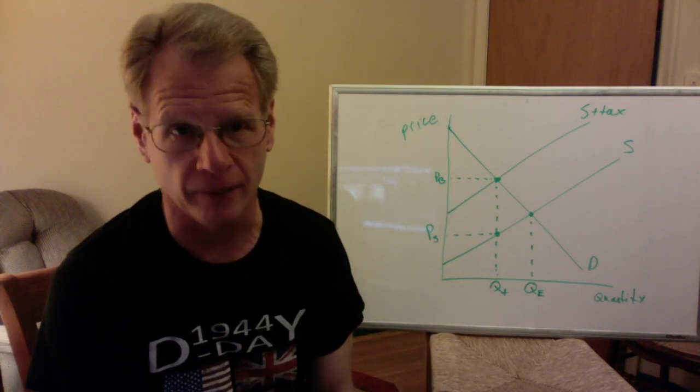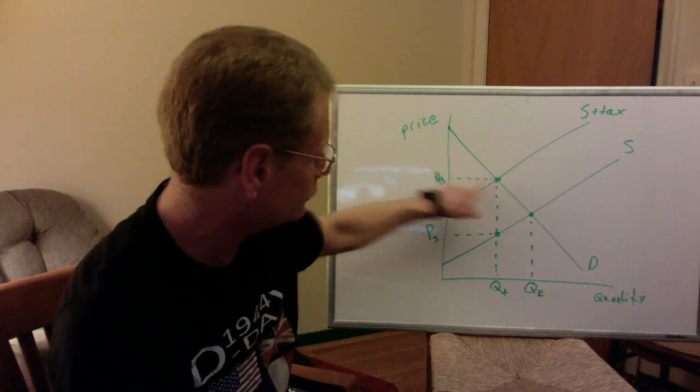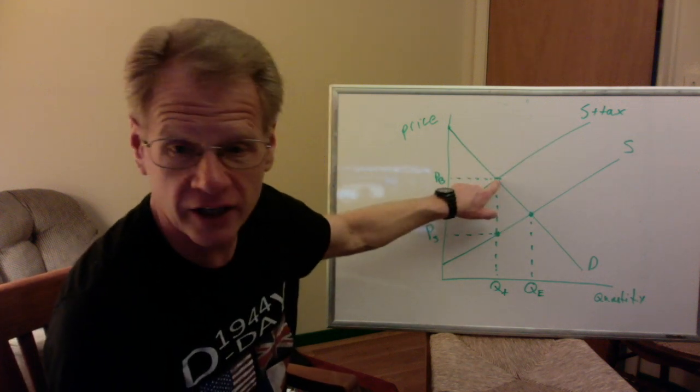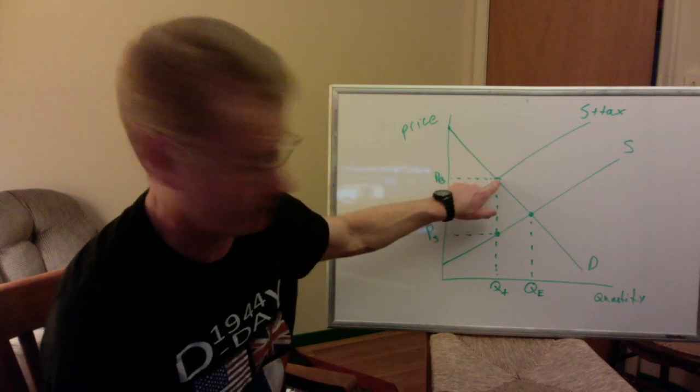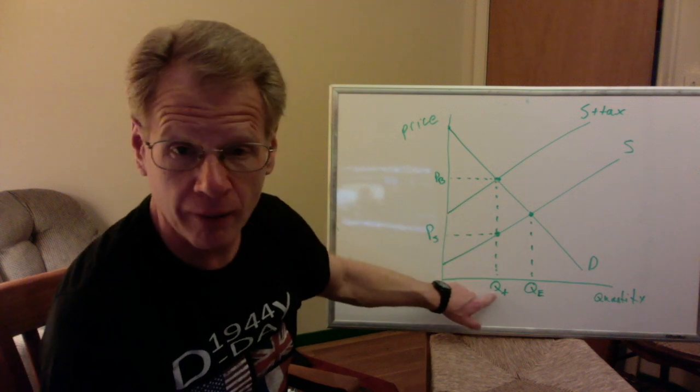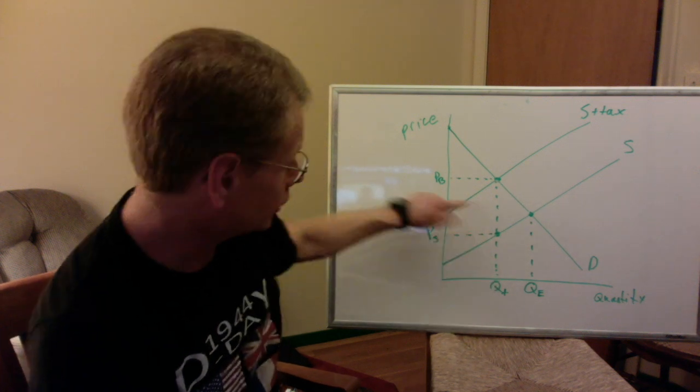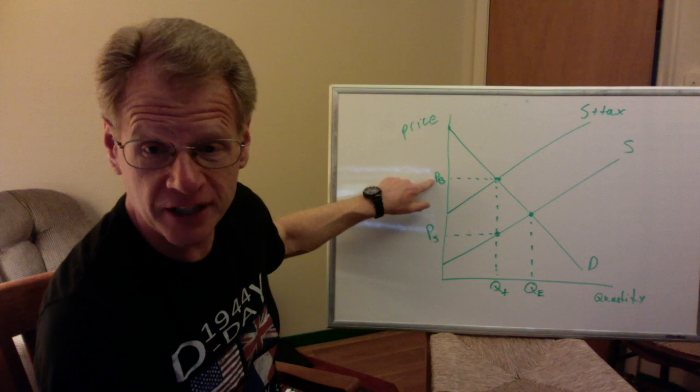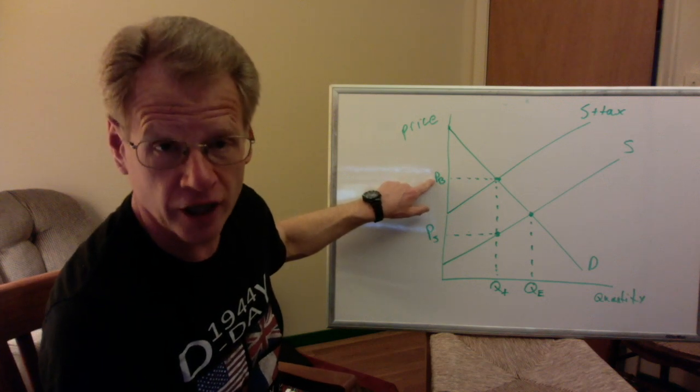So we get a new outcome. Our new outcome is the S-tax with the demand curve. So right here is our new quote-unquote equilibrium. That's going to give us this lower amount sold, QT. It's going to push the buyer's price up to PB. So that's the new outcome in the market.